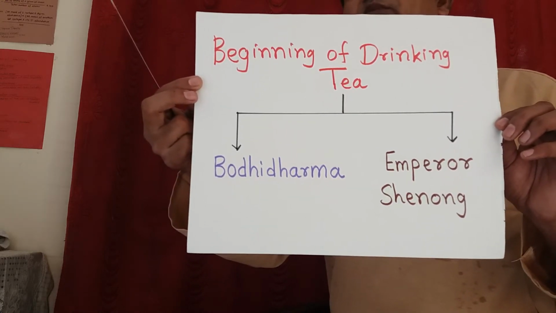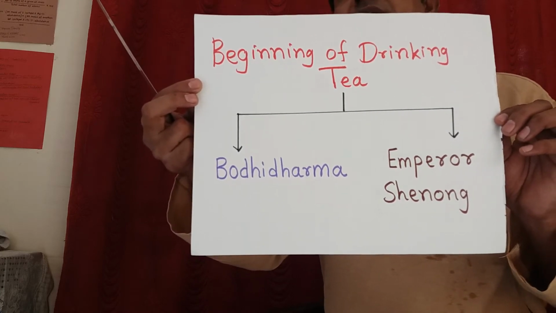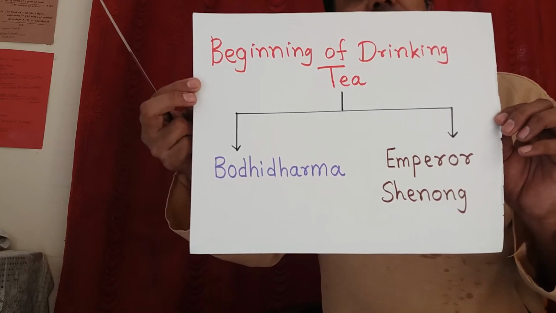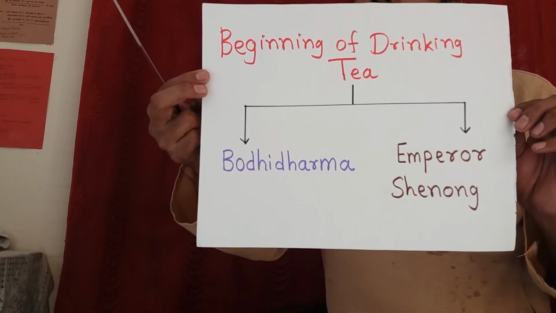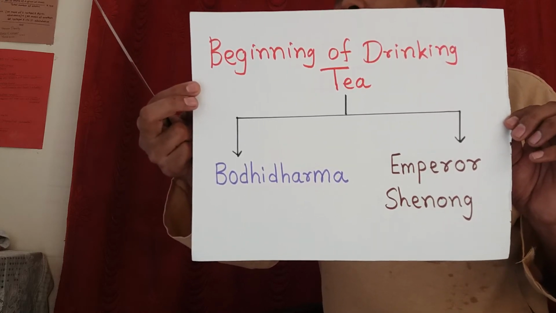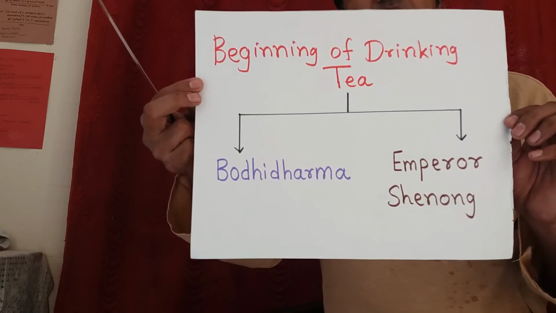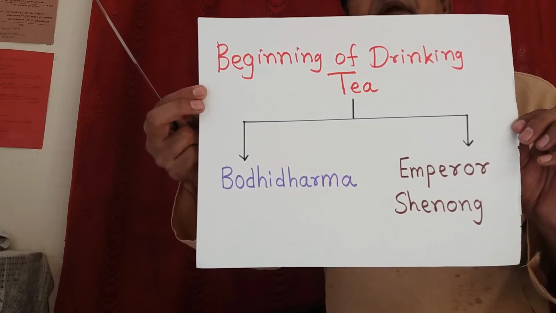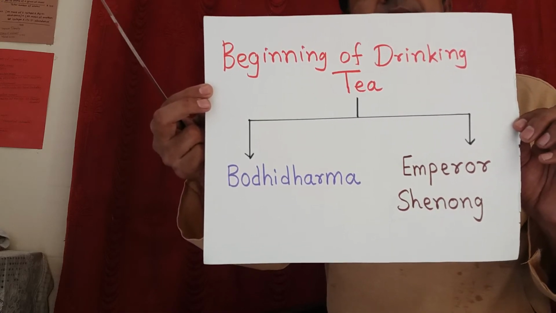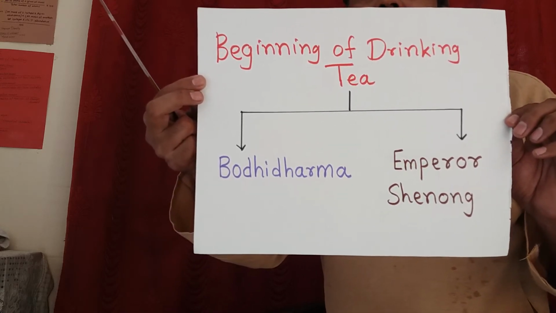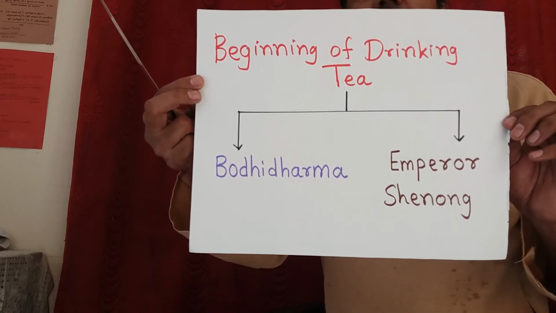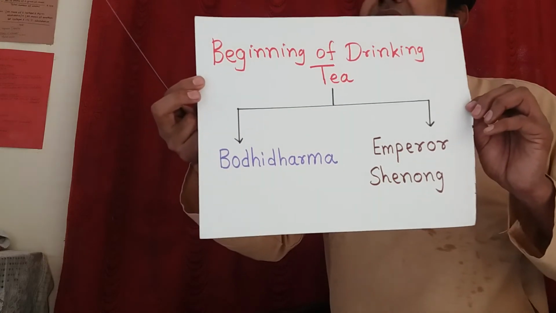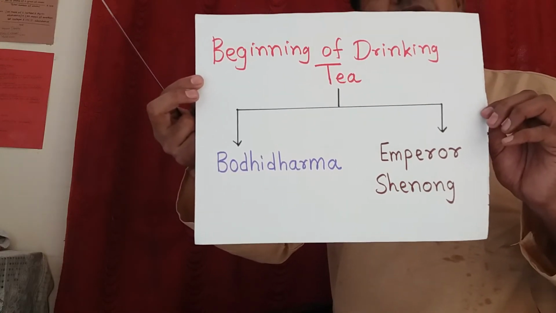Now another story is about Bodhidharma. It is said that the Buddhist monk Bodhidharma was the first one who invented tea on earth. Bodhidharma was searching for a plant or medicine which would keep him awake for a long time in meditation and prayer. It is said that he found this tea plant and used it to stay awake for a long time. So in this way, there are two legends about tea, one about Bodhidharma and one about Emperor Shennong.